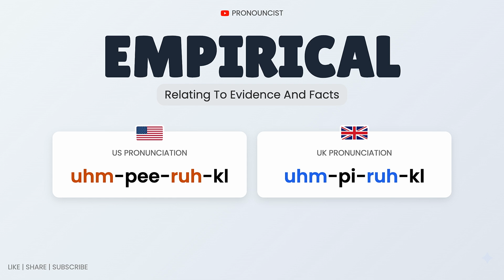Now, read the syllables of U.S. pronunciation shown on the screen naturally. Empirical. Empirical. Now, let's focus on British pronunciation of this word.